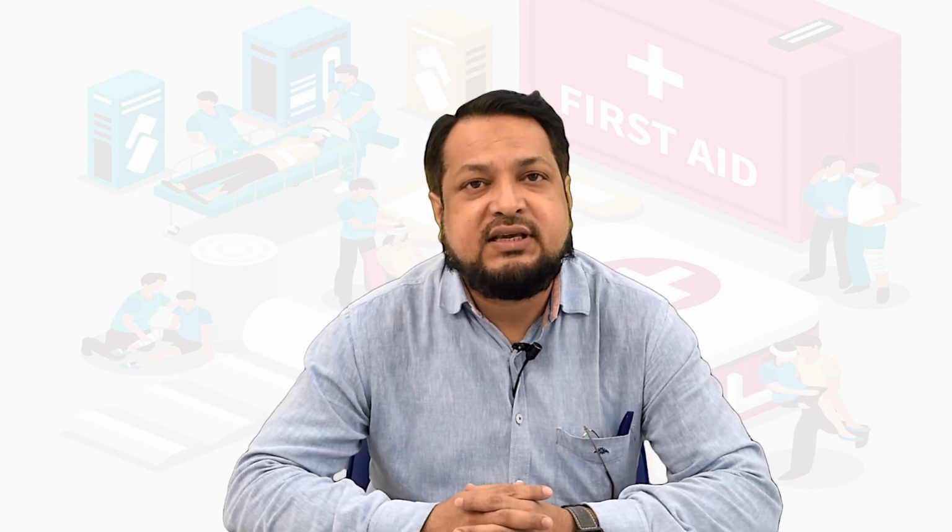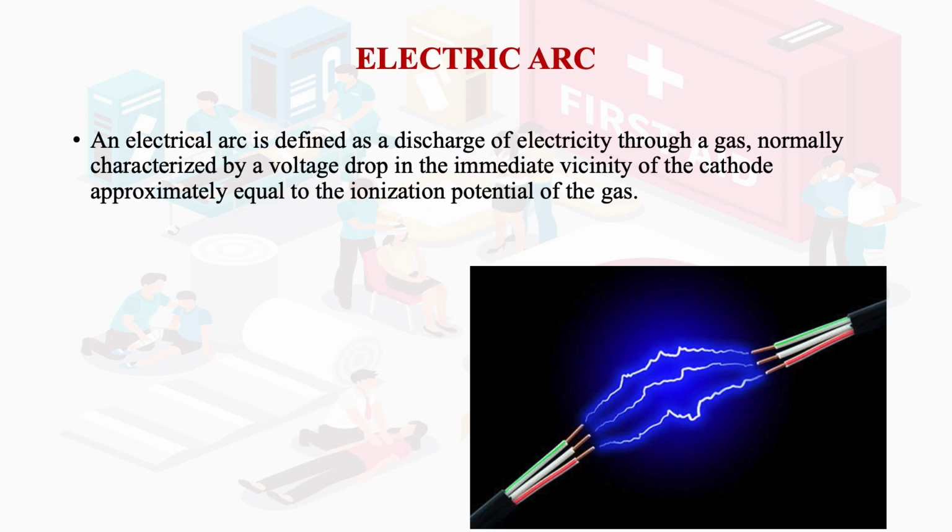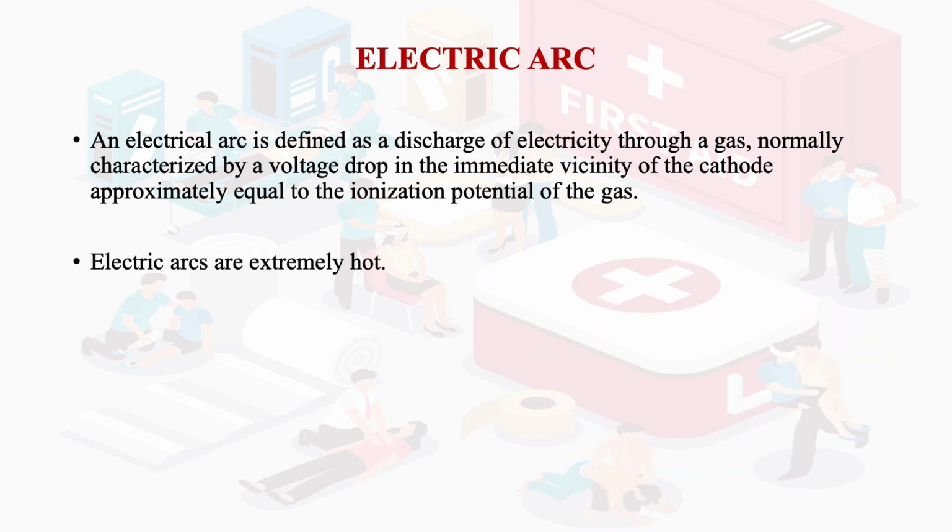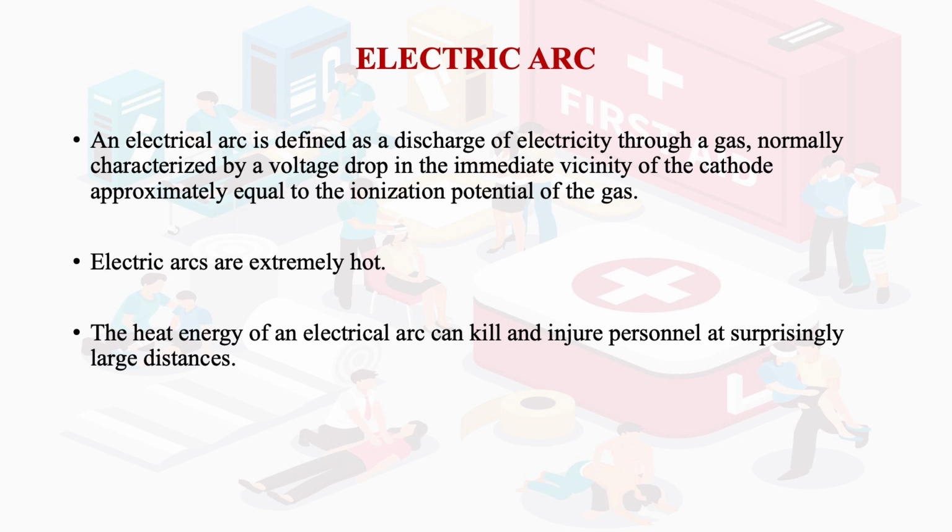Now let's see about the electric arc. An electric arc is defined as a discharge of electricity through a gas, normally characterized by a voltage drop in the immediate vicinity of the cathode approximately equal to the ionization potential of the gas. Electric arcs are extremely hot. The heat energy of an electric arc can kill and injure personnel at surprisingly large distances.